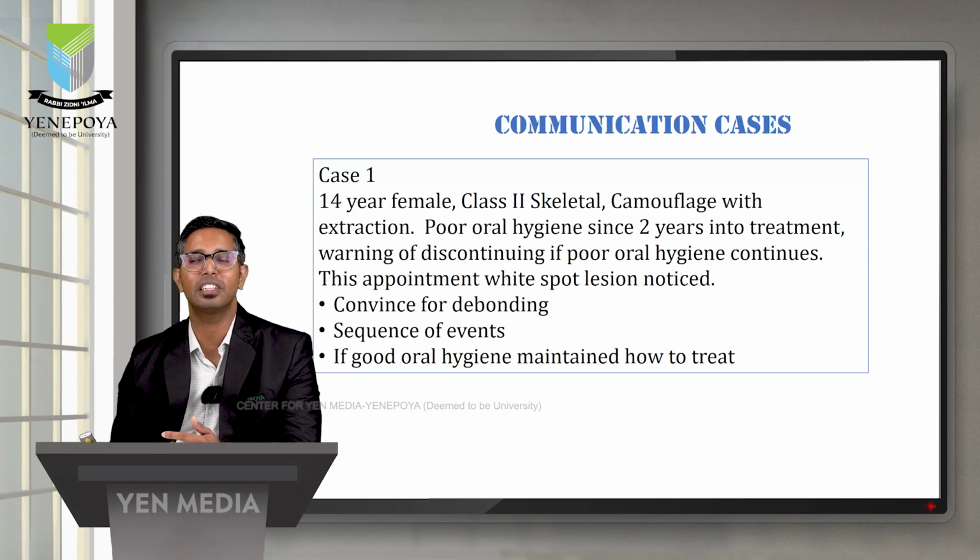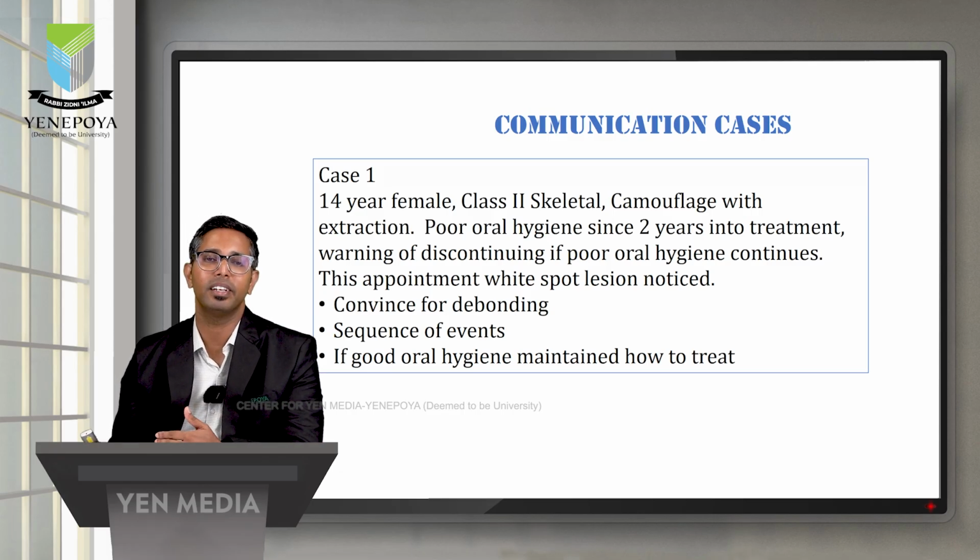Convince for debonding, yes, you will have to talk to the mother. Ideally it will be a female 14-year-old, so the mother will be accompanying. You will not talk directly to the patient, you will be talking to their parents. Then you will look out for how you will manage with all the sequence of events. If we remove it, then what will happen?